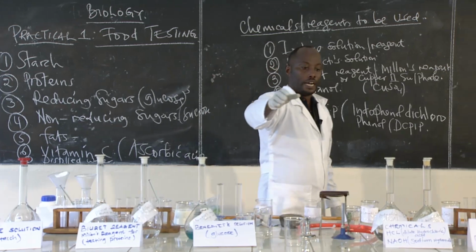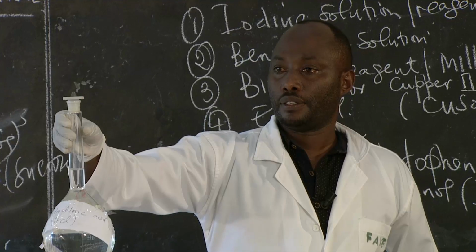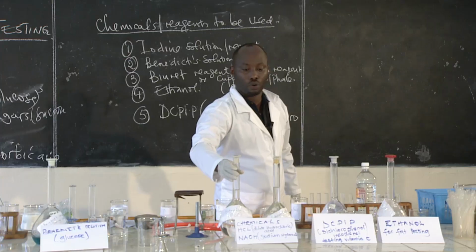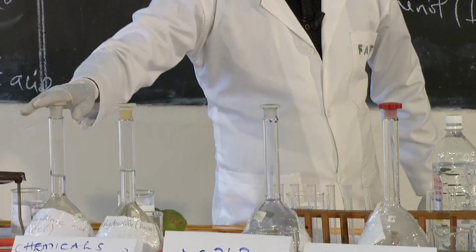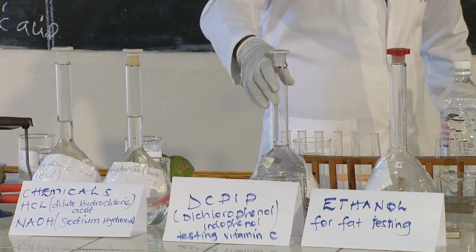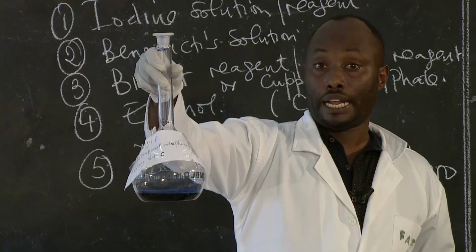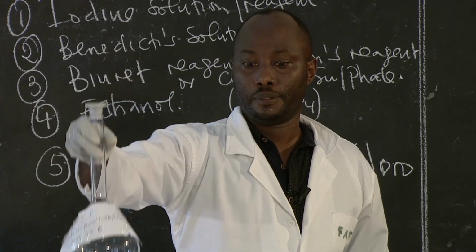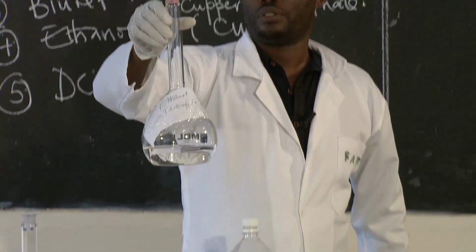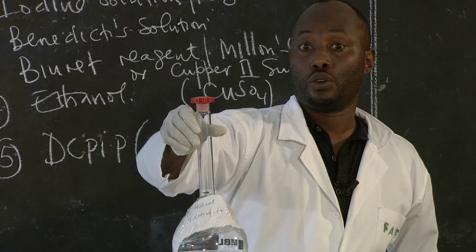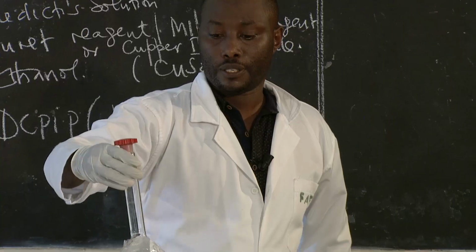Excellent. I have another chemical here, which is hydrochloric acid, and another chemical called sodium hydroxide, a base. This one is an acid, and this one is a base. I have another solution, dichlorophenolindophenol. Excellent. The last solution is ethanol. What does ethanol do? Ethanol is used for testing fats.